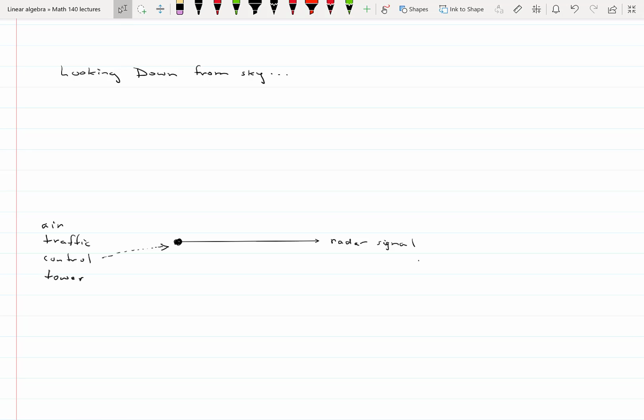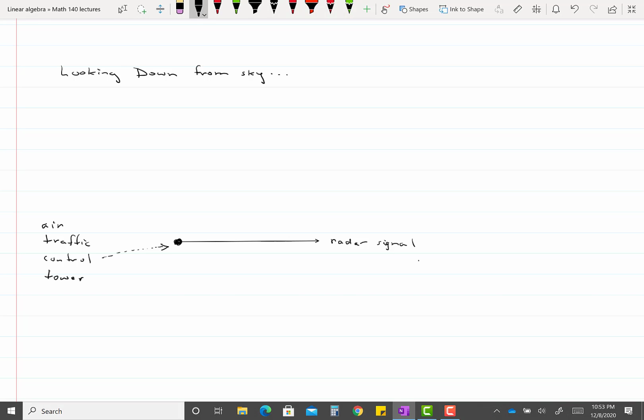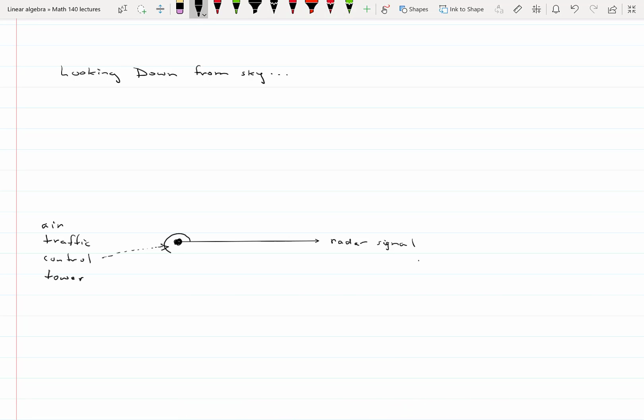Okay, and what an air traffic control tower essentially does is it sends out a radar signal. The radar signal travels in a straight line, but the device turns also at a constant rate, so that radar signal goes around and around and around. So let me see if I can represent that. So the radar signal goes around and around.